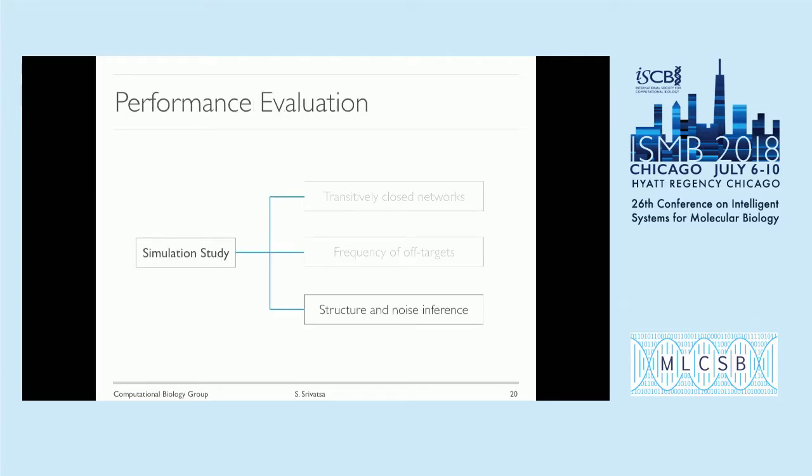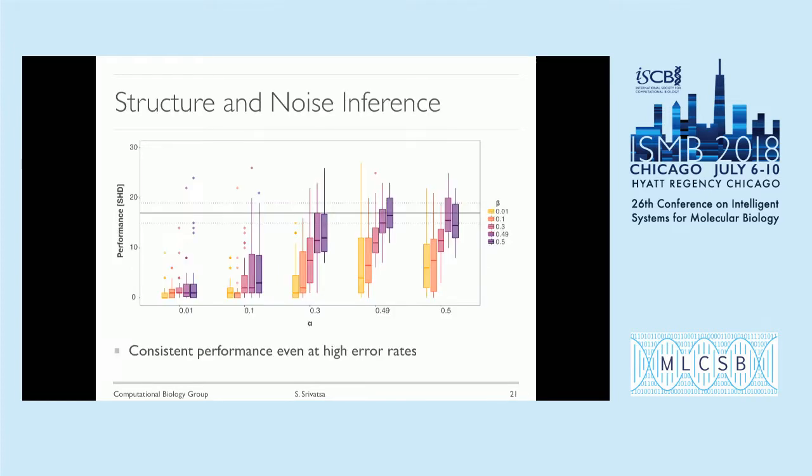So far, we assumed that we knew the error rates a priori, and we only focused on performance evaluation of network reconstruction. However, since, as I mentioned earlier, our algorithm can also estimate the error rates, we set up a study to assess the performance of network inference without a priori knowledge of the error rates. So for this, we sampled 30 DAGs with high off-target frequencies and generated data with 25 different pairs of error rates. The results are summarized here.